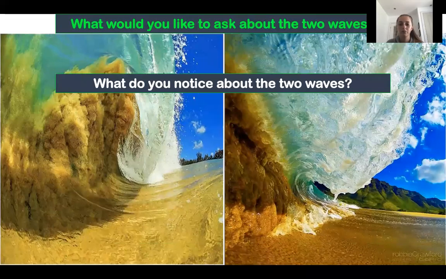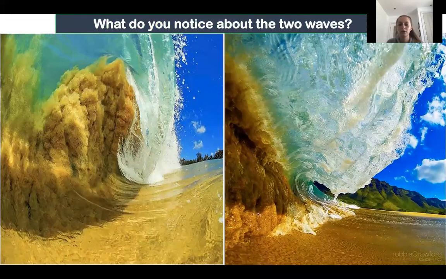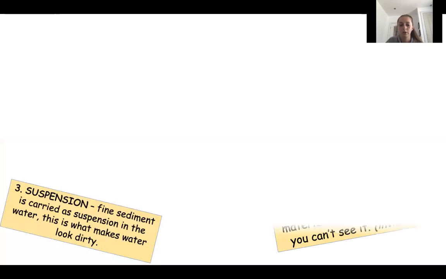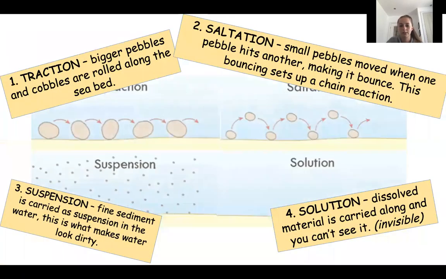So first of all, what do you notice about these two waves? What do they look like they're doing? You can see here that they are carrying material. It's that murky, dirty look of the water that suggests it's carrying lots of material, it's transporting material. So, a quick reminder on the four transportation processes.